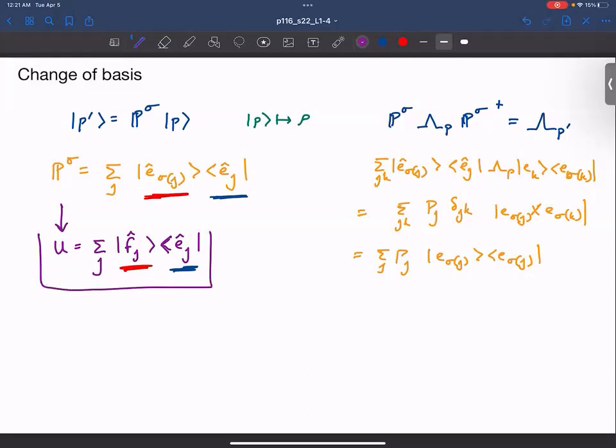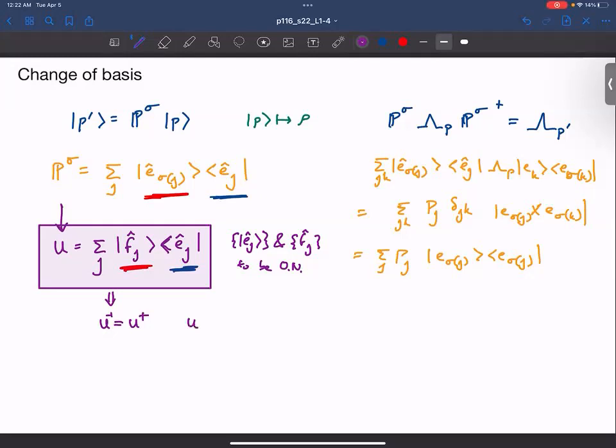So we want e_j and f_j to be orthonormal. Then use unitary, and that will imply that the inverse equals U dagger, or that U dagger U is equal to identity. This is the property that it's unitary.